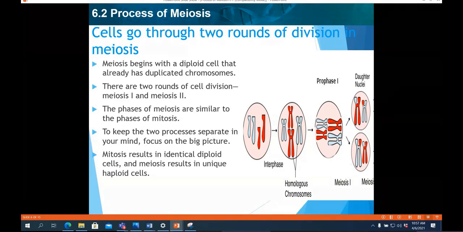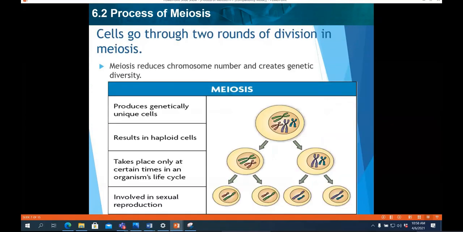Meiosis begins with a diploid cell that already has duplicated chromosomes. There are 2 rounds of cell division, Meiosis 1 and Meiosis 2. The phases of meiosis are similar to the phases of mitosis. To keep the 2 processes separate in your mind, focus on the big picture. Mitosis results in identical diploid cells, and meiosis results in unique haploid cells. Meiosis reduces chromosome number and creates genetic diversity. It produces genetically unique cells, results in haploid cells, takes place only at certain times in an organism's life cycle, and is involved in sexual reproduction.